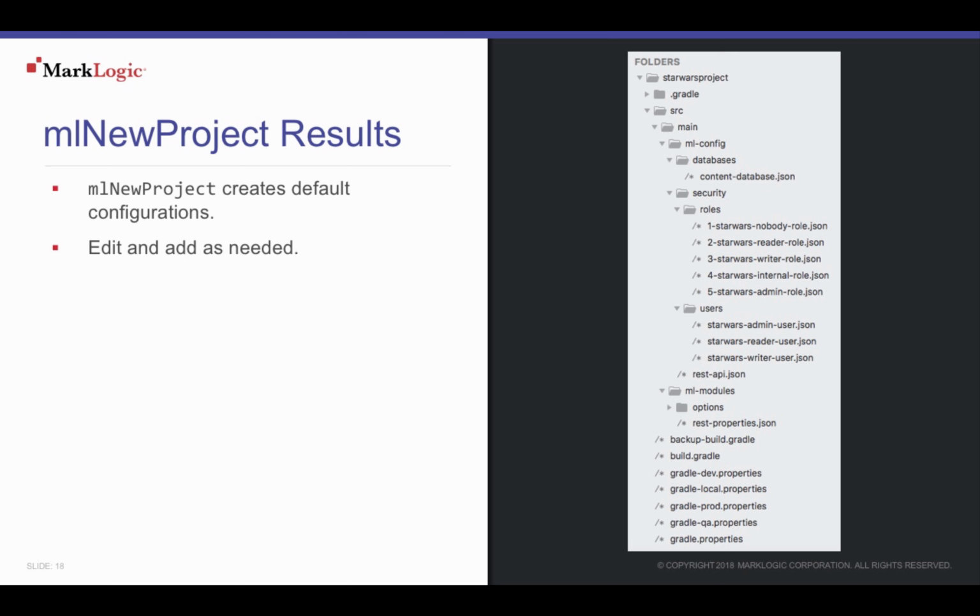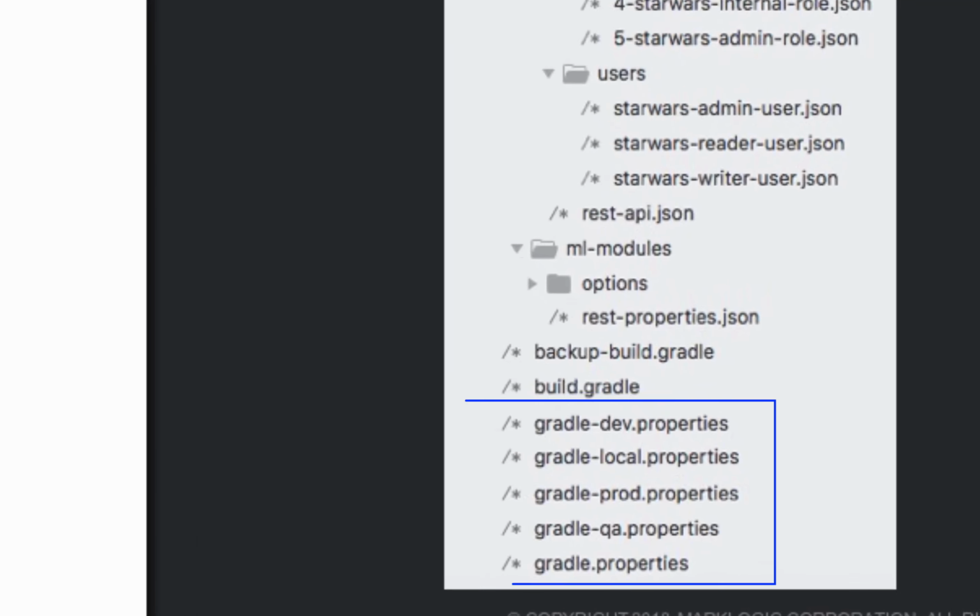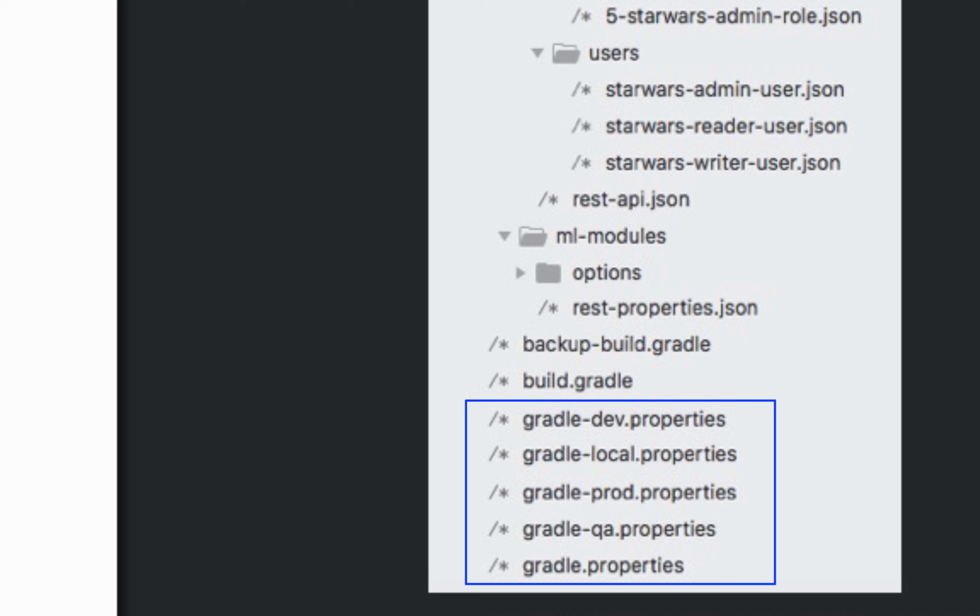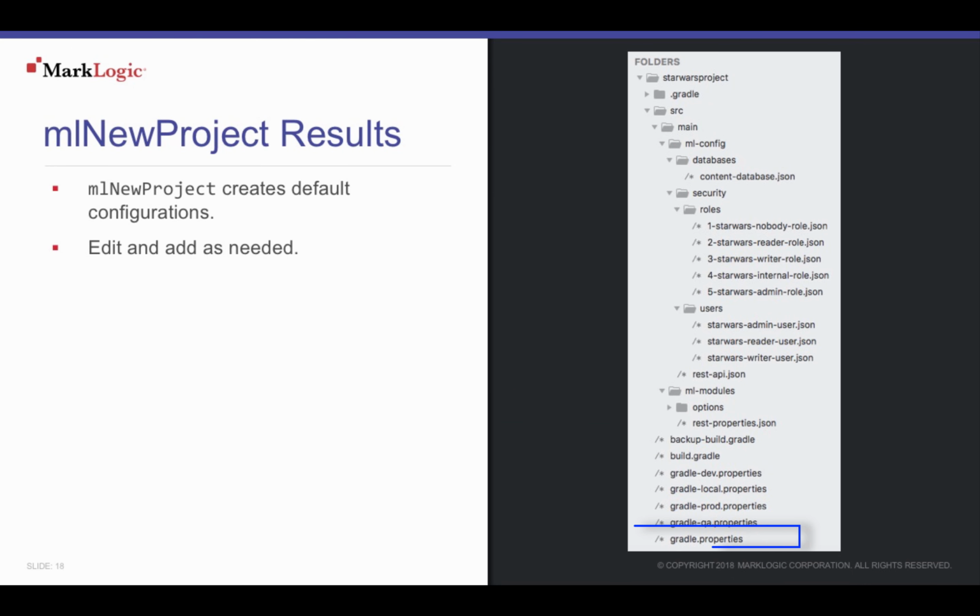The ml-NewProject task creates subdirectories and property files containing our resource configurations. We will edit some of these before we deploy our demo Star Wars project. Note the various gradle-property files in addition to the main gradle.properties file. These represent property values we can use for our various build environments, such as our local admin username and MarkLogic hostname versus those values in production or in a QA environment. The default are the properties and values in the gradle.properties. We can easily change between the default and the other property files when ml-gradle tasks are called.